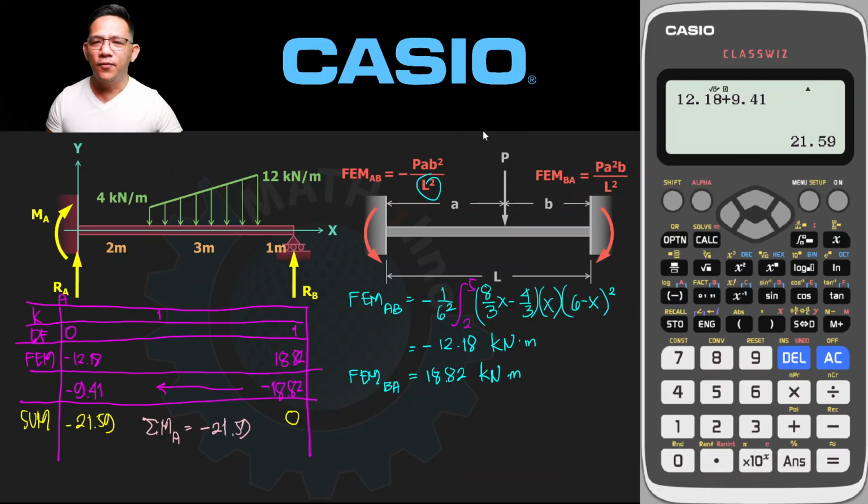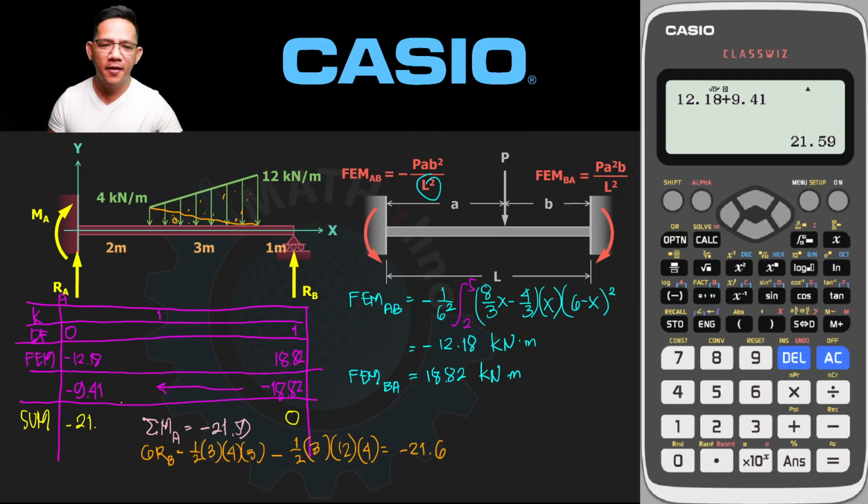Let's erase this one. We have this 6RB minus this triangle, 1/2. Base is 3. Altitude is 4. The moment arm is 3. That is the distance of the centroid of this triangle from point A. Minus this triangle. Okay, 1/2. Base is 3. Altitude is 12. The moment arm is 4. And this is equal to negative 21.6. Let's say this is 21.6. Okay. 21.6. That's it. What is the value of RB?